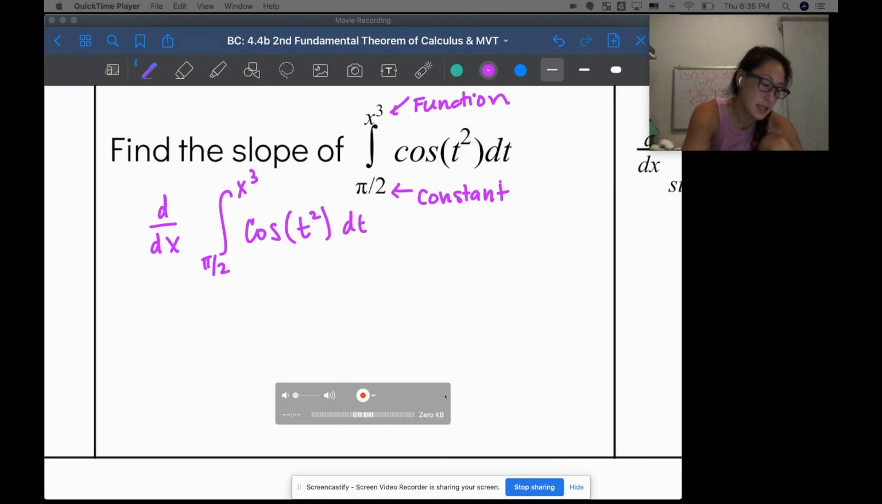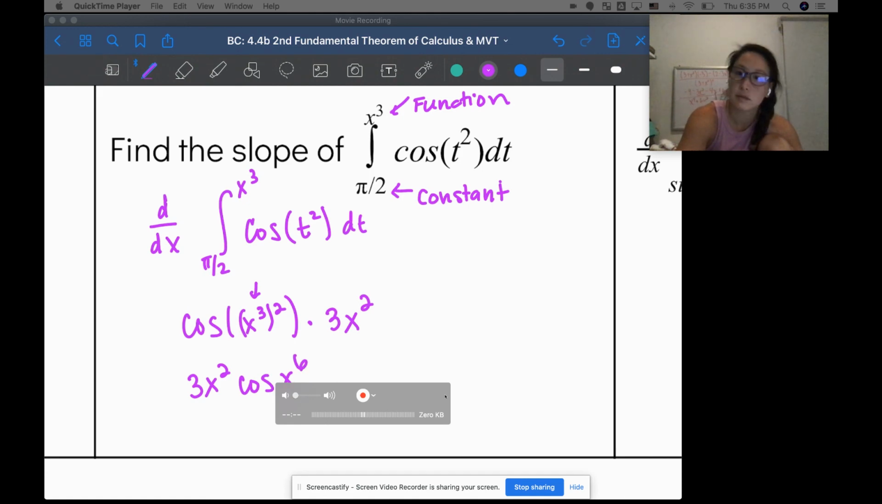I recognize the second fundamental theorem of calculus, and all I need to do is rewrite my inside function, but instead of t, I'm going to write x cubed, and then that is being squared. And then because the inside was not just plain x, I need to take the derivative, so times 3x squared. Rewrite: 3x squared times the cosine of x to the 6th power. Done.